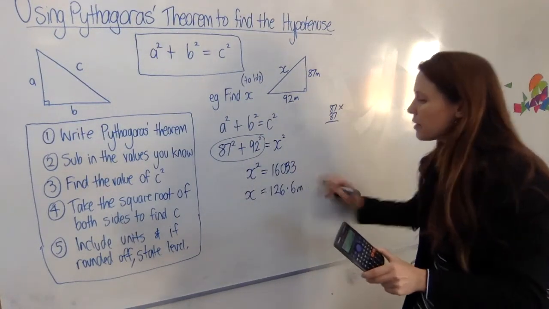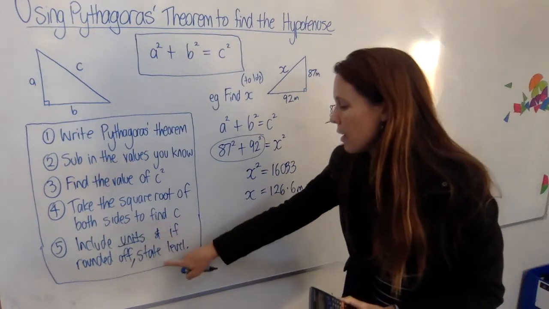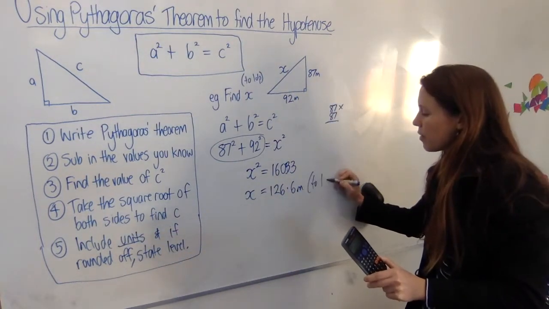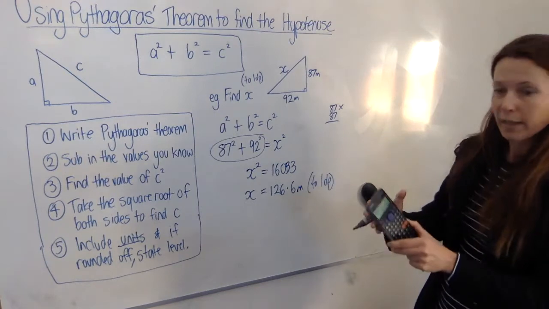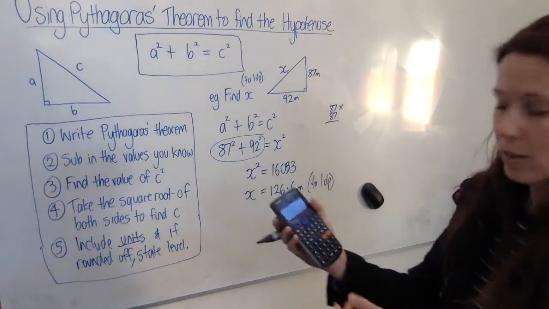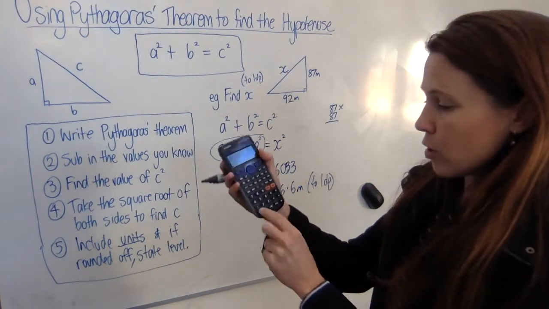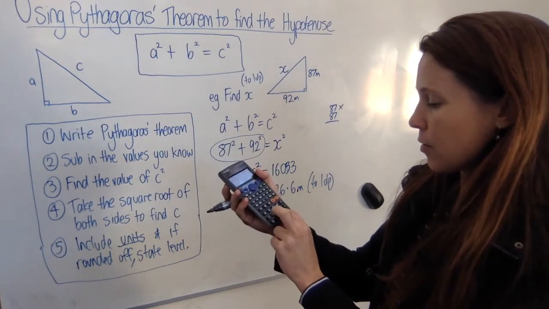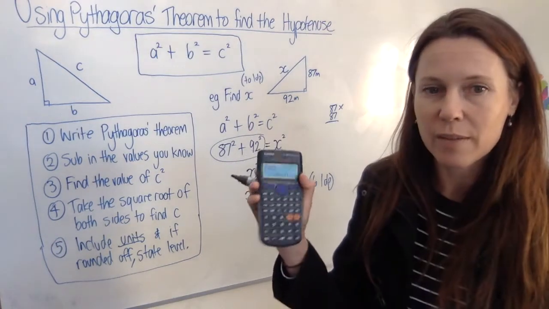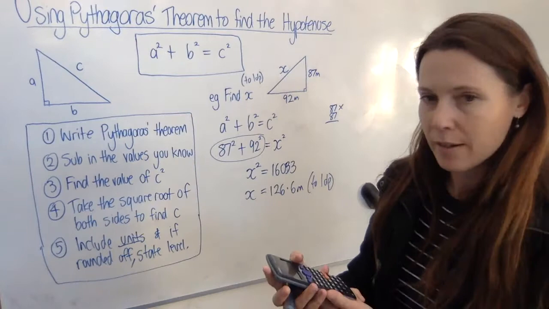126.6 meters. I'm including my units, and I've rounded it off, so I say what I've rounded it off to, 1 decimal place. Now, if you want to be sure that answer trick works, go back, put square root of 16,033, and reassure yourself that that method works, and it saves you a little bit of time.